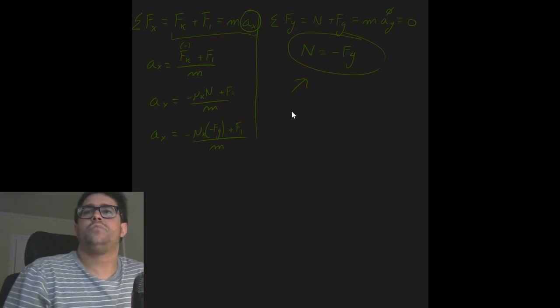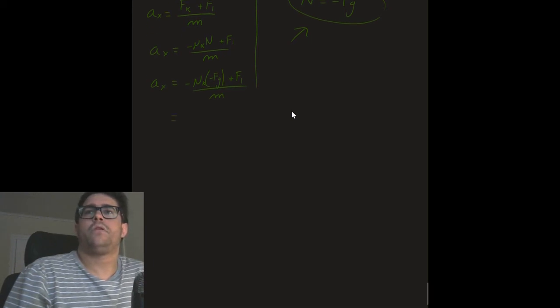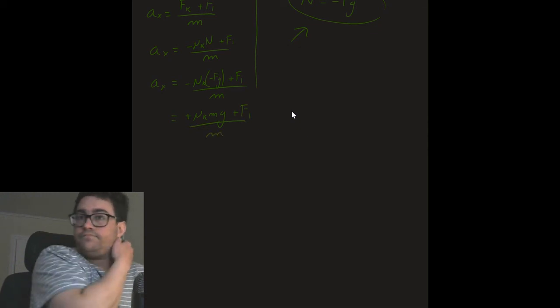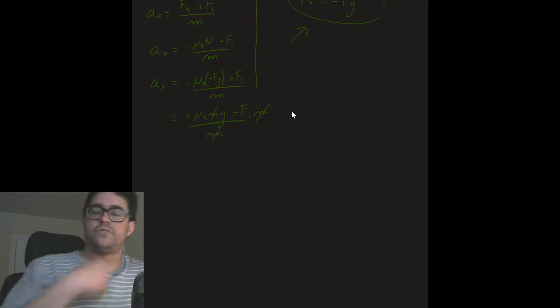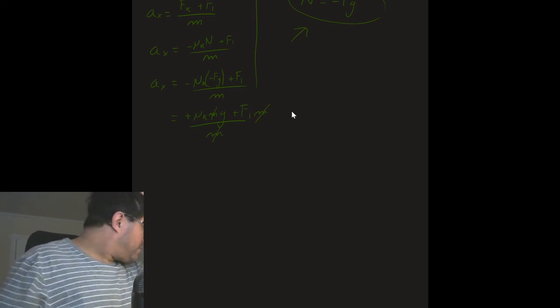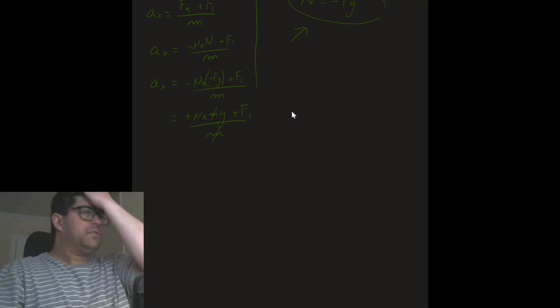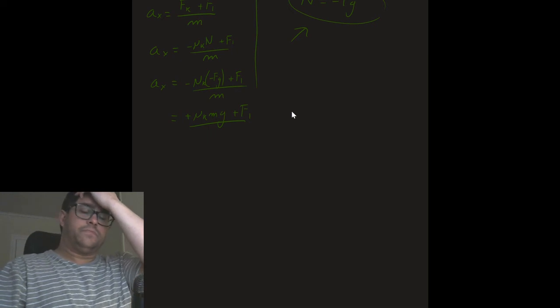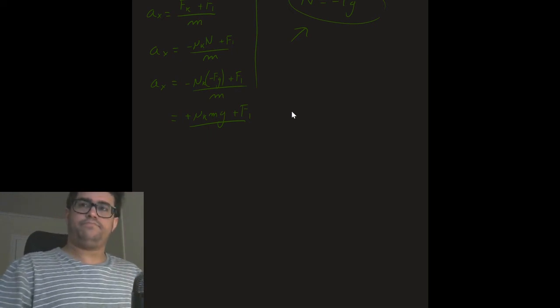Like Fg, it will be Mg minus mu k. So minus minus cancel out, and then Fg becomes Mg. So mu k Mg plus F1 over M. Don't cancel out these m's because F1 doesn't have an m to cancel out. Oh, goodness, my head. Might be the last problem.